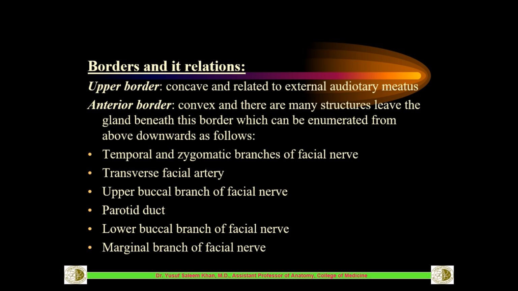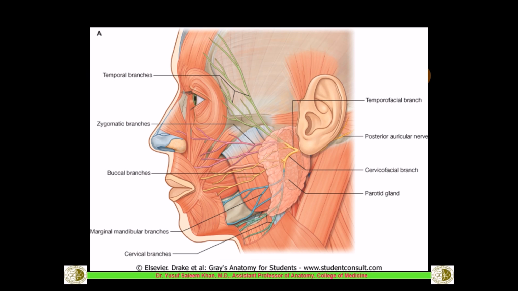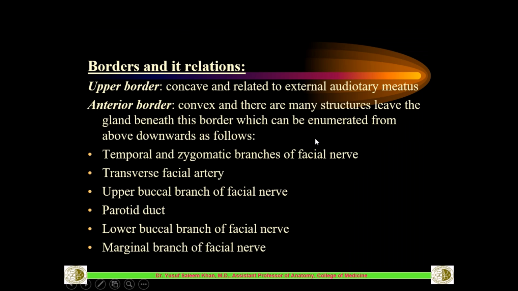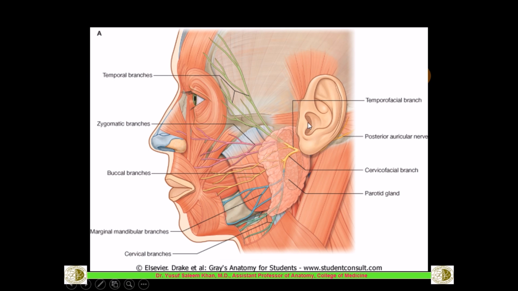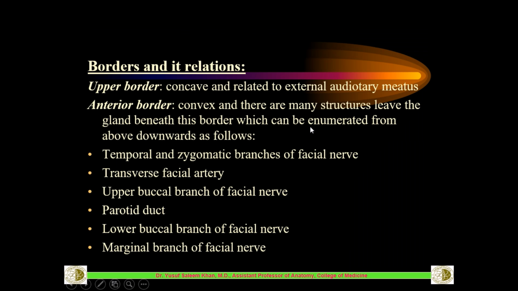The upper border is concave and related to the external auditory meatus. If you can see here, the upper border is concave behind, because it goes below the ear and extends up to the mastoid process. So it is concave above, and it is related to the external auditory meatus. This opening of the external ear is called the external auditory meatus. So the gland lies below the external auditory meatus.